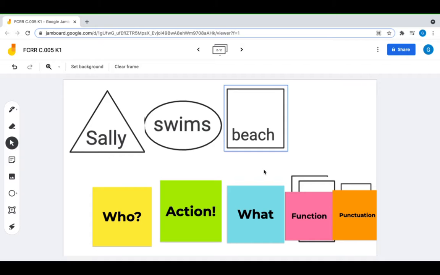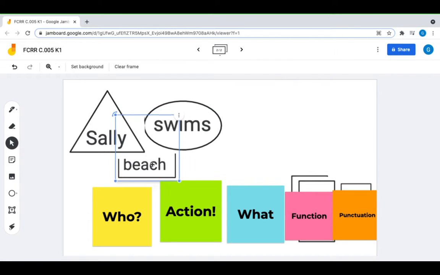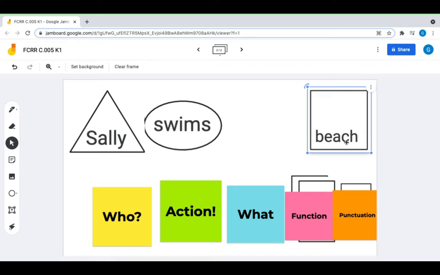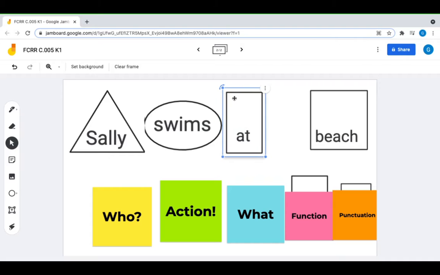We would have a few more words. I wonder if we put beach up here, does that help? Sally beach swims. No, that didn't help, did it? Let's move beach a little bit further this way. We might have some words in between that help. Sally swims. Let's try a function word and see if there's a word in between that helps us figure out the meaning. Oh, this might help. This word is at. Sally swims at beach. Oh, we still need another word, don't we?